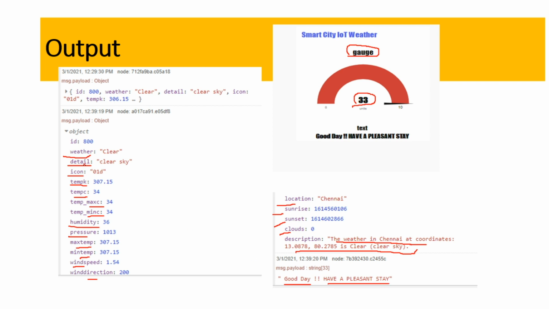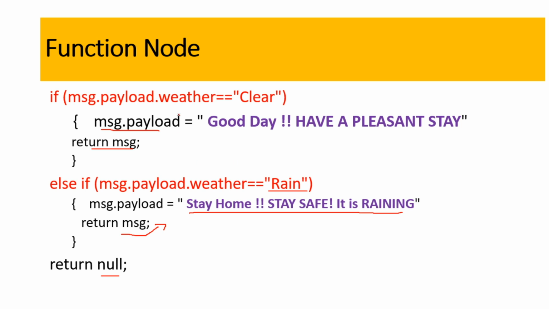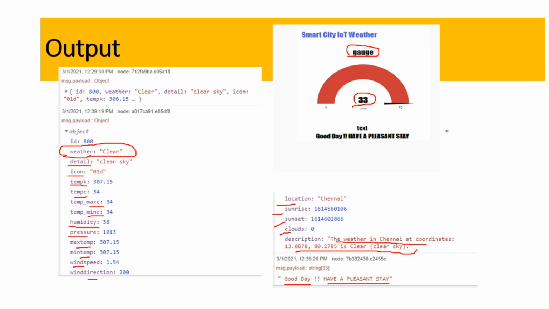Since my weather is clear, since I have given in the function node, if message.payload.weather is equal to clear, then I just asked it to display "Good day, have a pleasant stay." So since the weather is equal to clear, this will be displayed here. Okay.